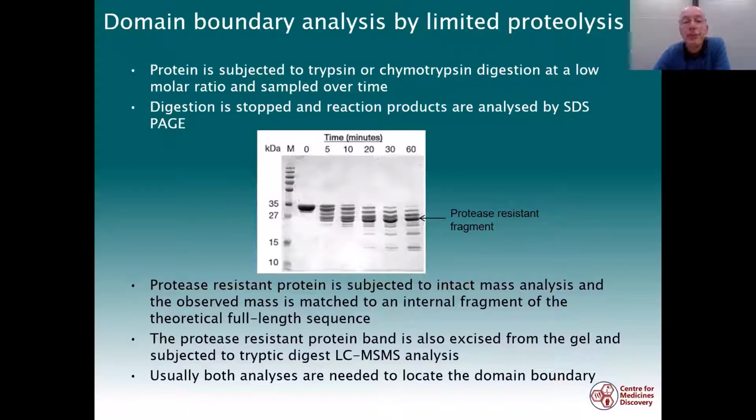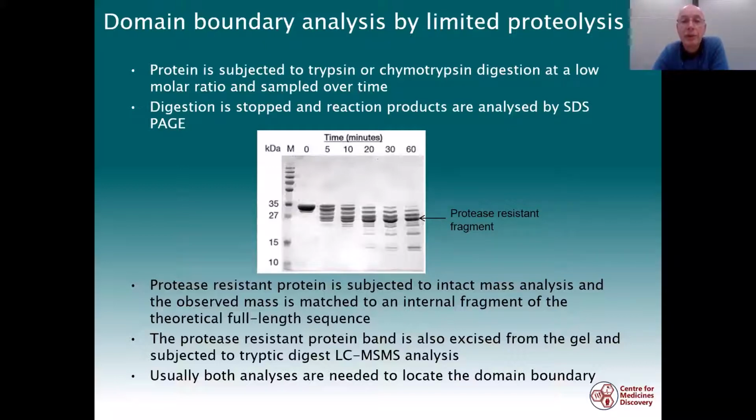What we then do with this is take this fraction and run it on LCMS. You'd obtain an accurate mass spectrum, and ideally you would get a fragment corresponding to this peak. Then with some very simple software, which I've already shown you, you can match that fragment to an internal sequence within the protein sequence. And you should be able to determine the domain boundary, so the two boundaries of that domain.